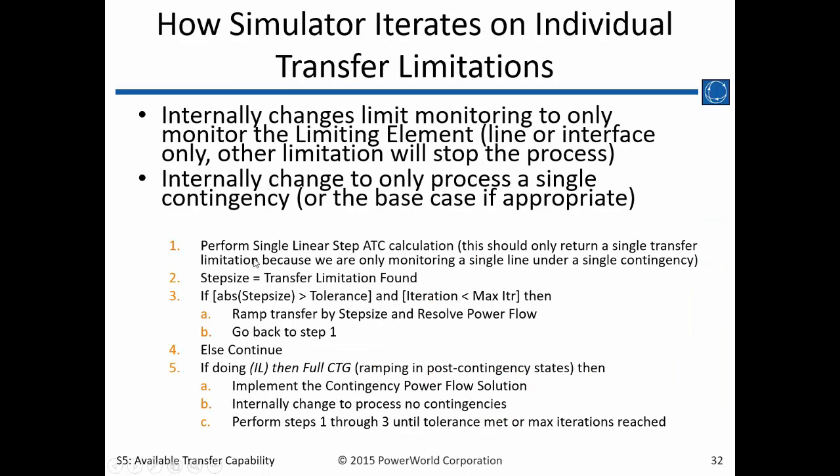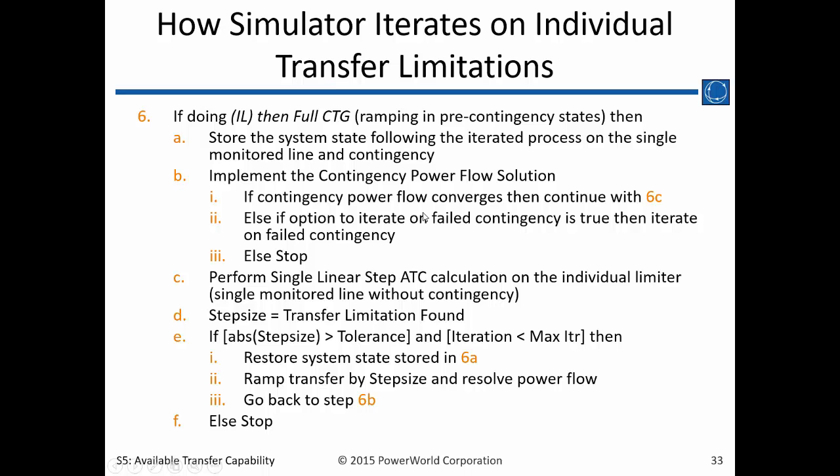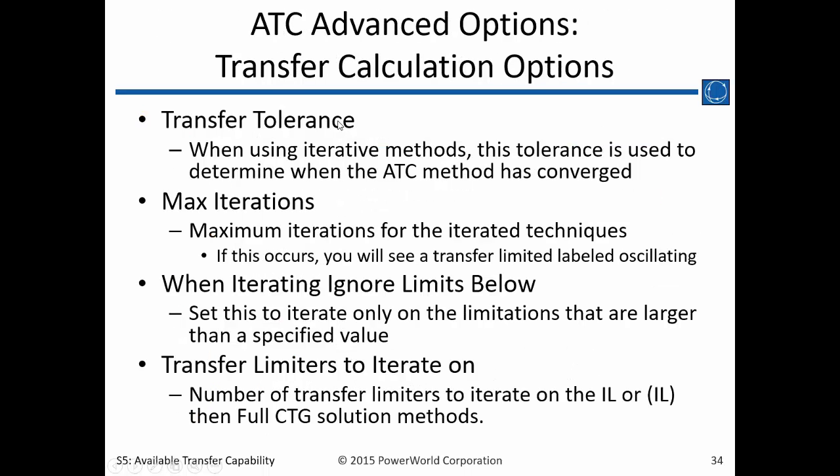So yeah, this just explains a little bit more about how it iterates on individual transfer limitations. Each transfer limitation is represented by a line in that results table. There's a lot that can go on, especially if you're doing the iterated linear step with the full contingency. And this just explains the different parameters that you can set for iterations, ignoring the stuff that we just talked about.